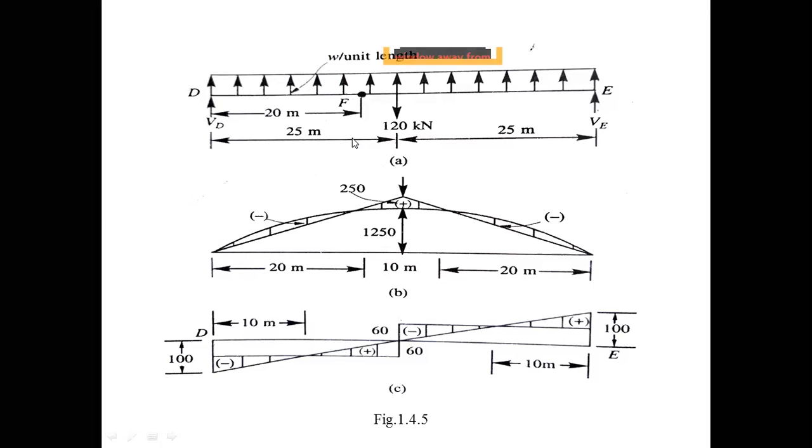Do you understand how to draw the bending moment diagram and shear force diagram for a single wheel of 120 kN? This is a static approach.